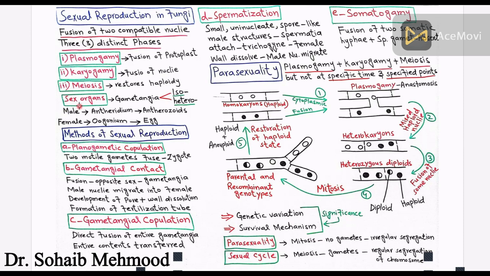Sex organs. The fungal sex organs are called gametangia. If they have similar morphology, they are called isogametangia. If they are different from each other, they are called heterogametangia. In heterogametangia, the male gametangium is called antheridium and the male gametes are called antherozoids. On the other hand, the female gametangium is called oogonium and the female gametes are called eggs.